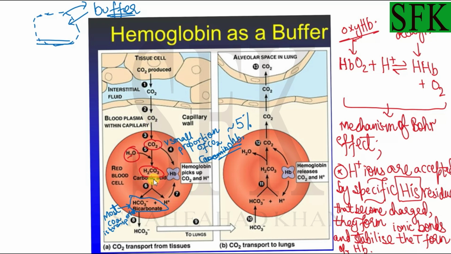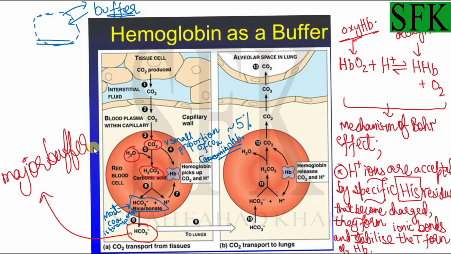The carbonic acid dissociates into bicarbonate and H+ ions. The bicarbonate ions which are formed diffuse out of the red blood cells into the blood plasma, and there they act as the major buffer of the blood plasma. A buffer, as you already know, is a solution that resists changes to pH, so this is responsible for maintaining a nearly constant pH of the blood plasma.